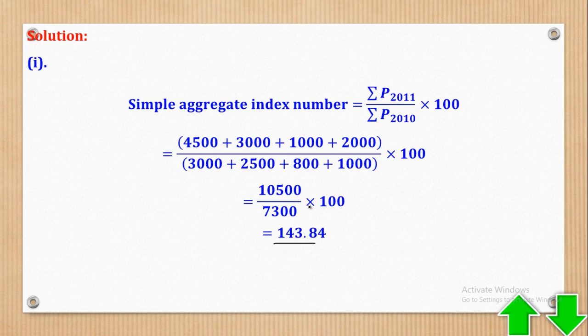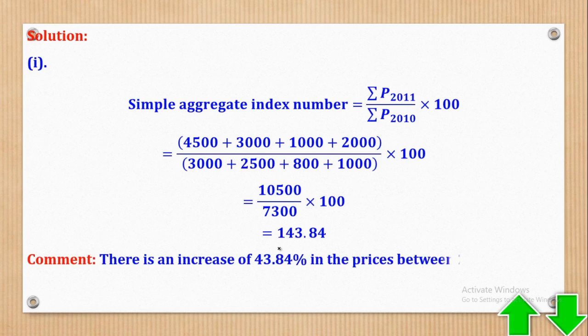Here we don't put any percentage. Then on the comment, the difference between this and 100 is 43.84. Therefore, you shall comment that there is an increase of 43.84% in the prices between 2010 and 2011. 2010 is the base year, 2011 is the current year.